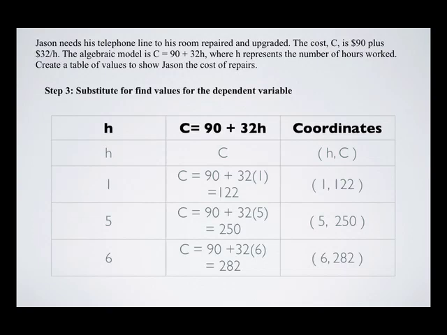For H of 5, we've substituted to have C is equal to 90 plus 32 times 5, or C is equal to 250. So the coordinate that goes along with that is at 5 hours worked, the cost is $250. And for H of 6, we have C is equal to 90 plus 32 times 6, equal to 282. So the coordinates for that are 6 and 282.